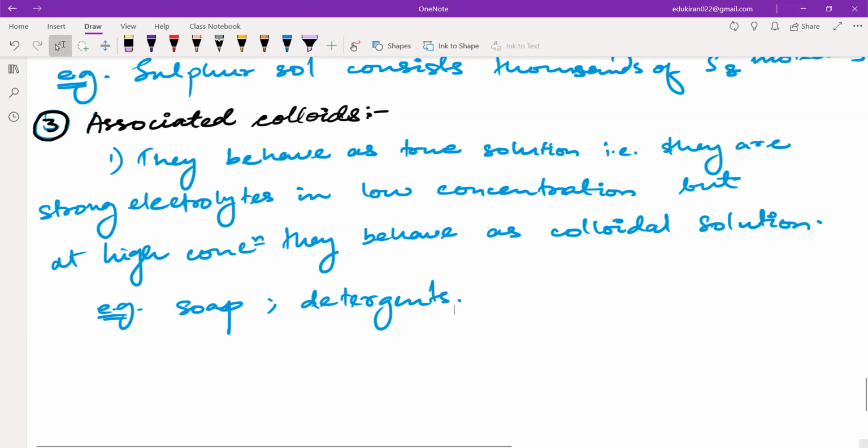Got this? Yes or no? Please tell me. Three different types, right? Three different types. So associated colloids. Okay, now I have to check this. Wait a second.